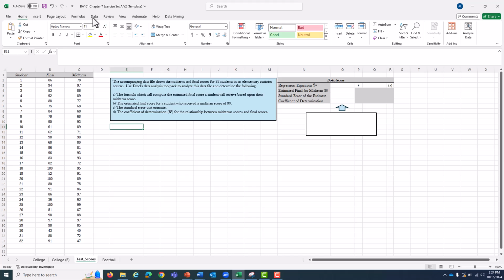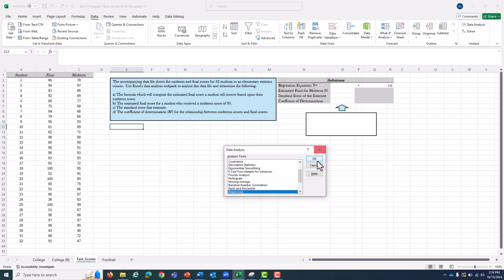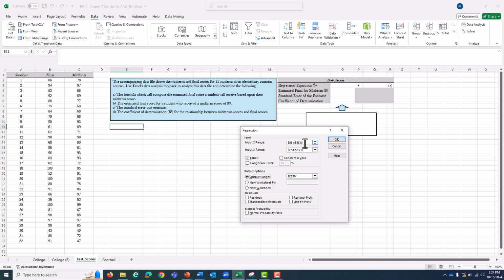Just like we did before, I'm going to use the Data Analysis ToolPak one more time. We are still doing regression in this instance. And we need to input our variables in a way that's going to help us predict one from the other. X makes Y change. What we're asked to do here is to figure out what the estimated final score is based on midterm score. So we're saying that midterm is what's going to dictate how our final score changes.